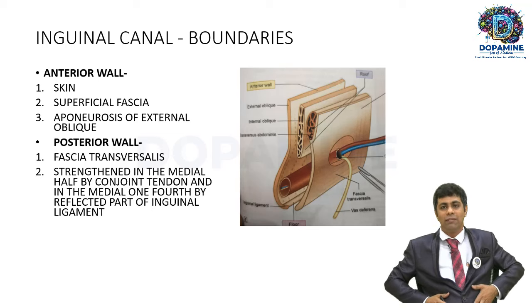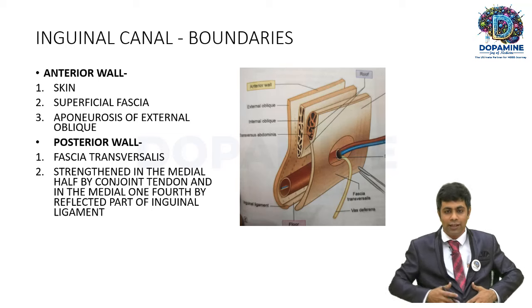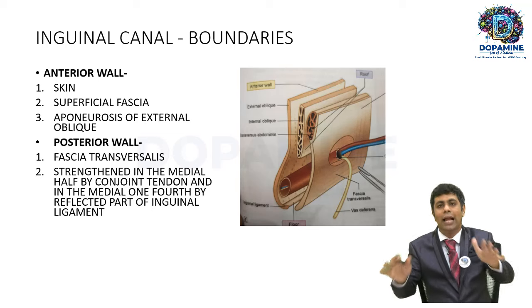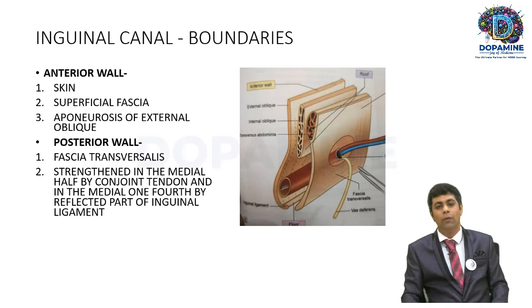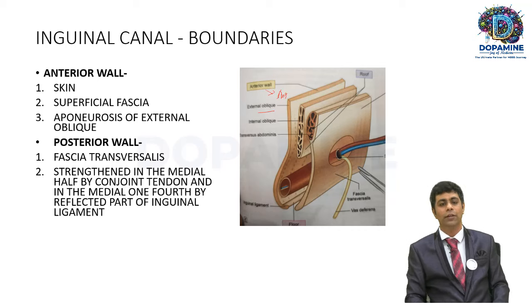So this external oblique muscle, which travels downwards, forwards and medially, forms a beautiful anterior wall of the inguinal canal. Okay, so you can see this is the inguinal canal here, and you can see the external oblique muscle forms the anterior wall.